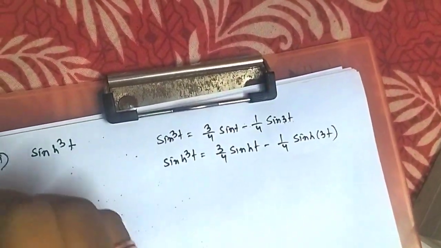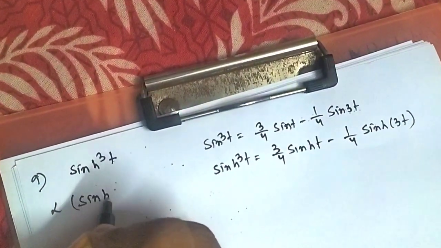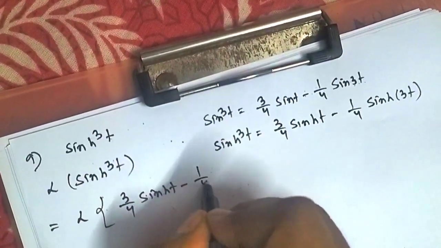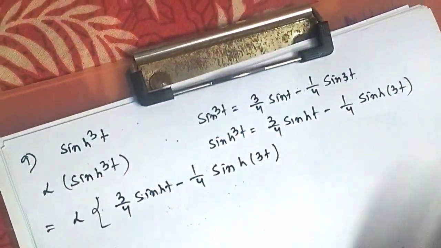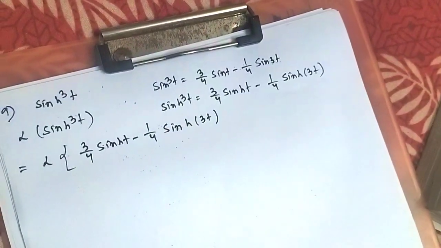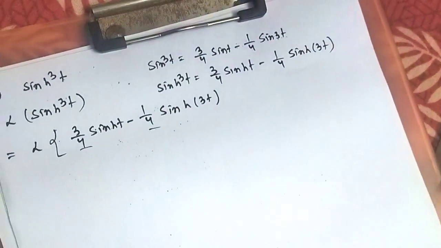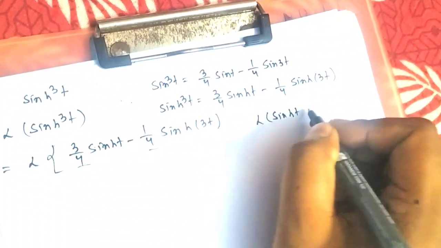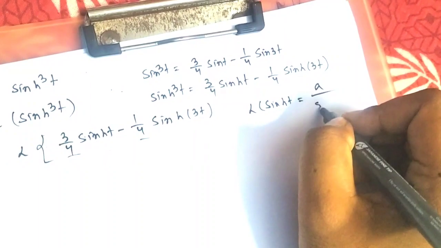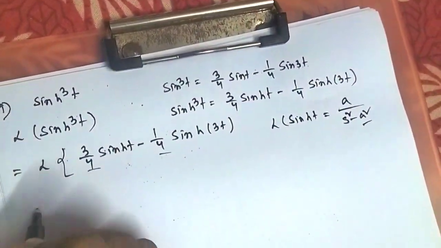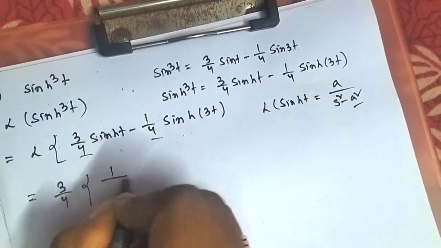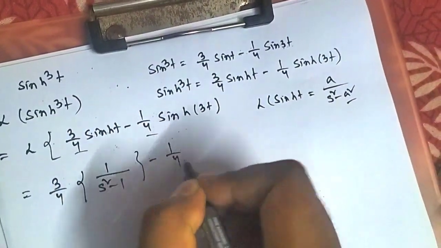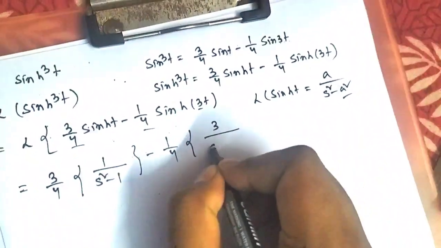Now I am going to take the Laplace transform. L of sinh cubed t equals L of 3 by 4 sinh t minus 1 by 4 sinh 3t. Now the constant terms come outside. After that, L of sinh t, and you all know that L of sinh at equals a by s squared minus a squared. From here I am using the formula. So we get 3 by 4 times 1 by s squared minus 1, because here a equals 1. Now minus 1 by 4 times L of sinh 3t, which is 3 by s squared minus 9.